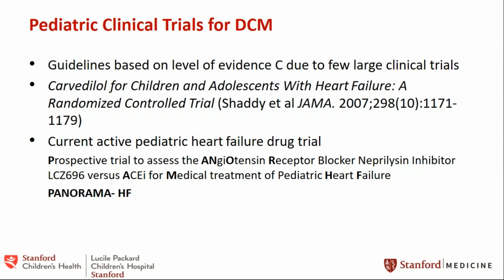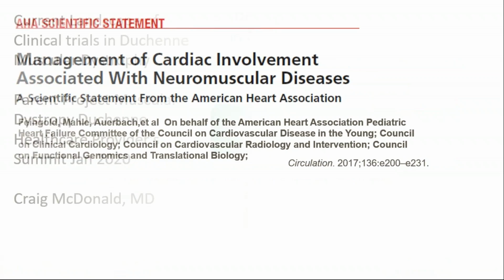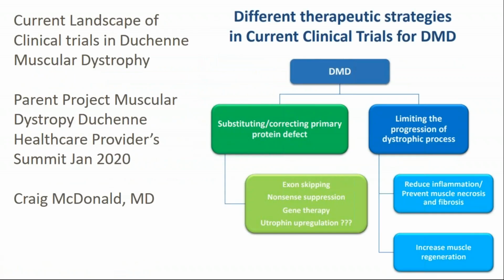There's a statement put out in 2017, again by the AHA, which holds a lot of weight, for the management of cardiomyopathies associated with neuromuscular diseases. And some of these are familial and are considered genetic diseases as well. They just also affect the body. And the Parent Project Muscular Dystrophy Group is a parent-initiated foundation similar to Children's Cardiomyopathy Foundation, I think would be a great liaison.